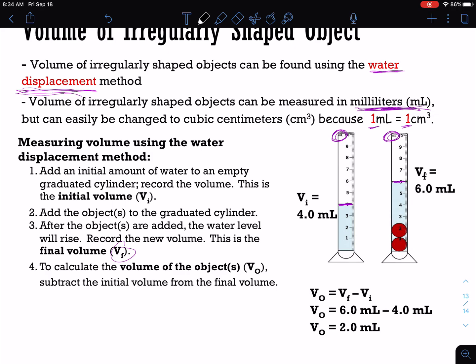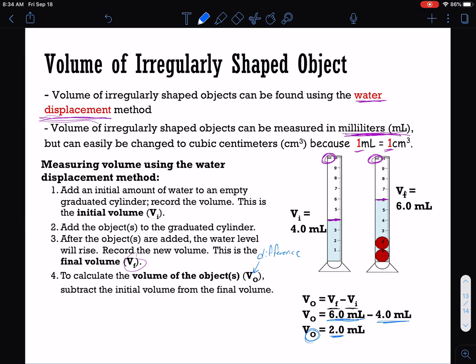Read the volume. After you have the two volumes, you're going to subtract. So VF minus VI. When you do that, you're going to have here in this example 6.0 milliliters minus 4.0 milliliters. That's going to give you the volume of your object, VO. That means those two spheres in there have a combined volume of 2 milliliters. That difference is your VO, the volume of your object.